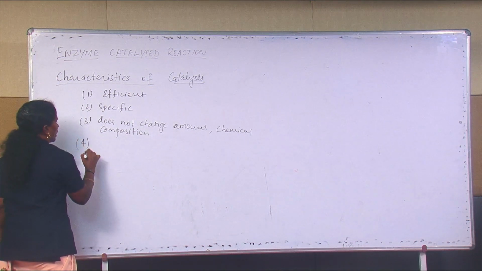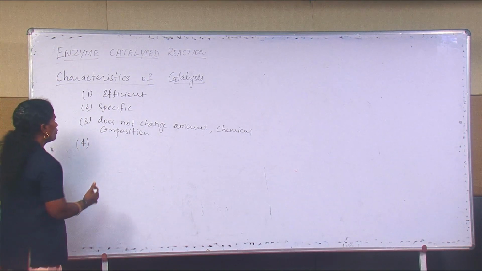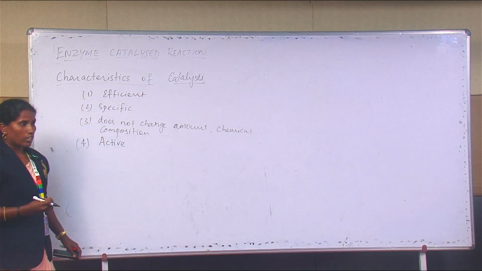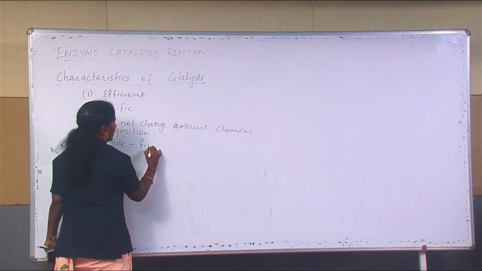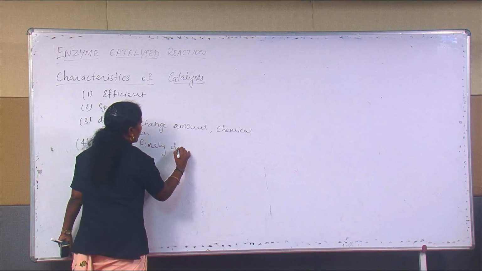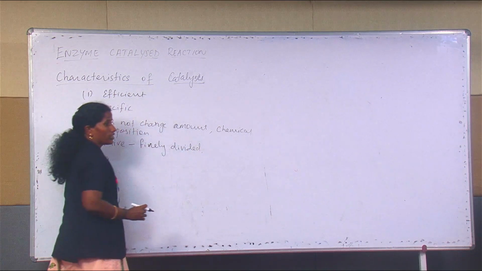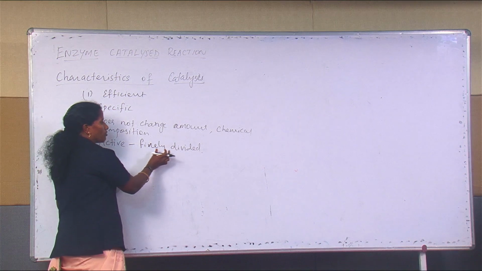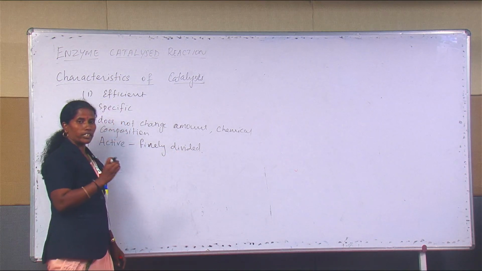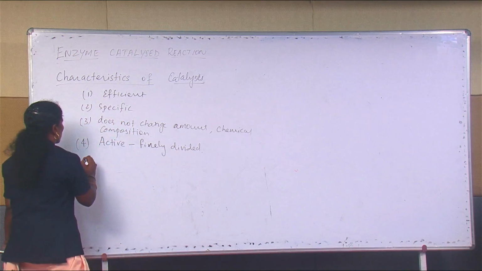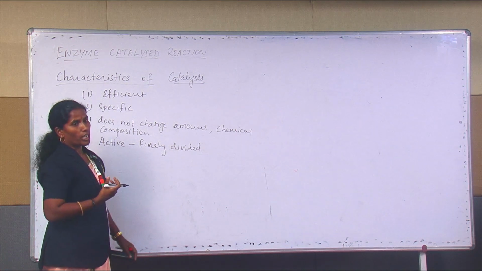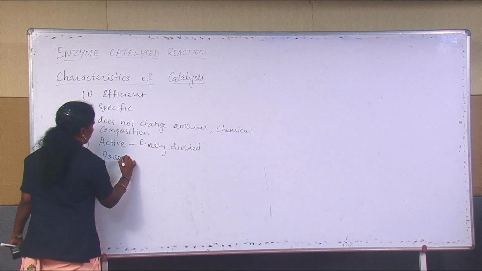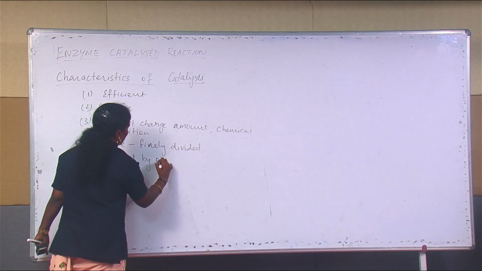The fourth point, catalysts are highly active when they are in finely divided particles. If it is in solid lumps, the rate of the reaction is lower. If you use finely divided solid particles, the catalytic activity is more. The fifth point, the catalyst can be poisoned by adding other substances.